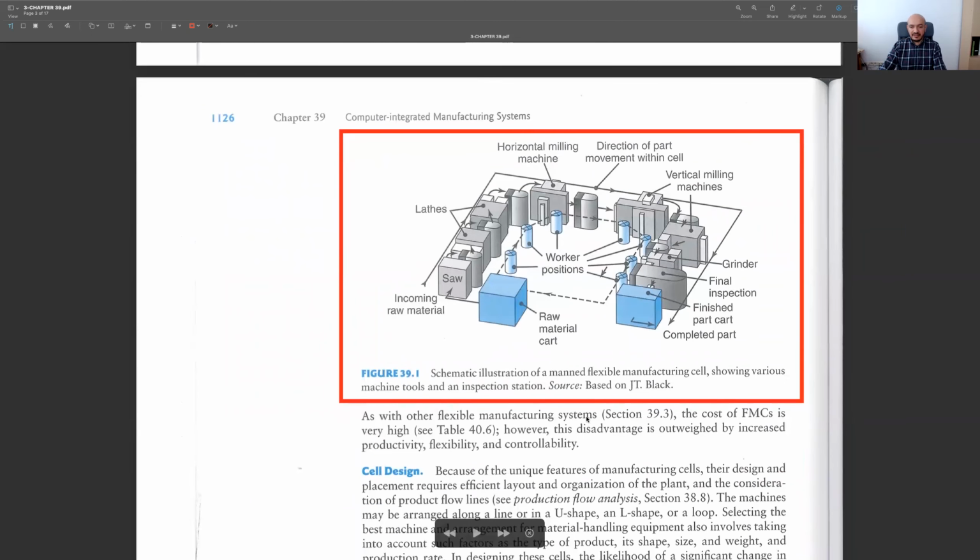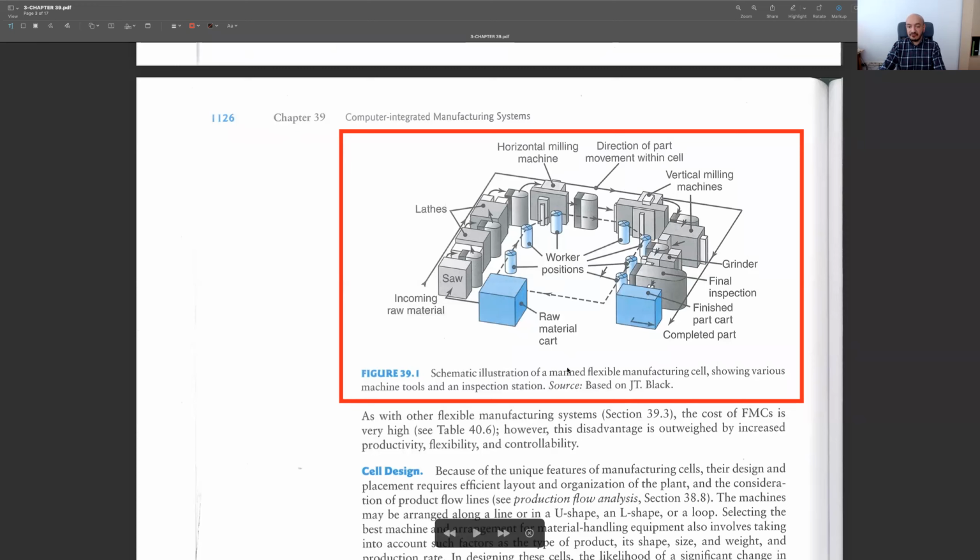Here you see an example, and this one is a manned flexible manufacturing cell. We have several stations, as you see here. The whole sketch is a manufacturing cell. It's usually U-shaped or circular. As you see, we have sewing system, lathes, turning machines, milling machines, and this is for transferring the parts. We have milling machines. We have inspection stations, and at each station, as you see, we have some responsible workers.